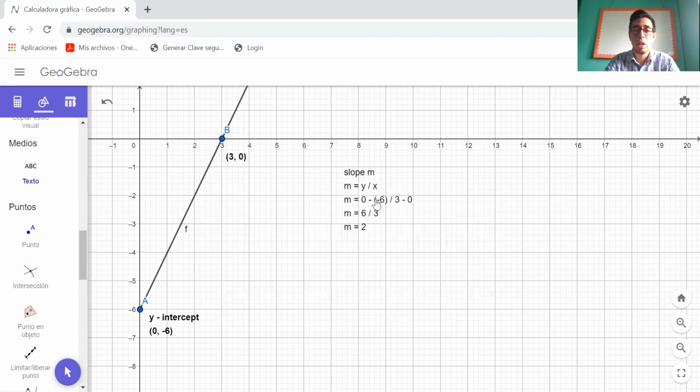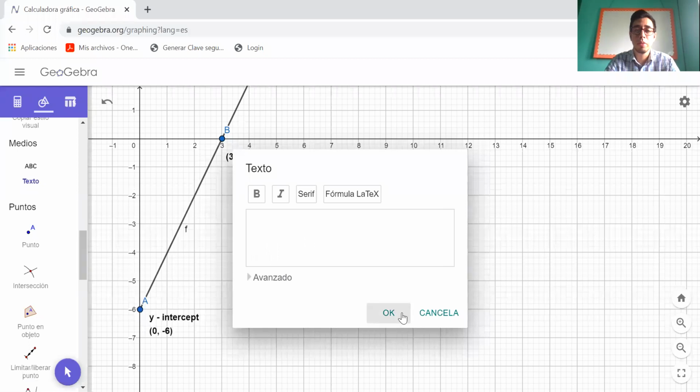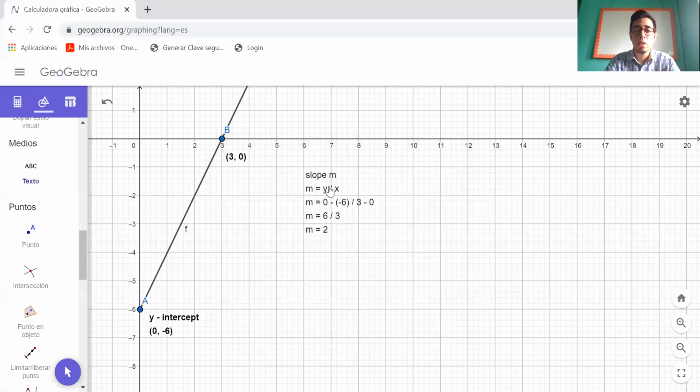So this is what I have in here, all the steps to find the slope. Can you see it in here? Okay, the slope is 2. What other value do we need to complete the equation?